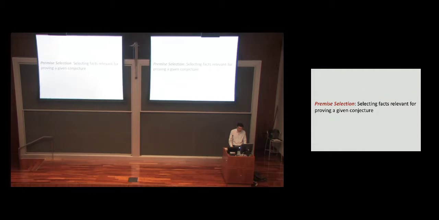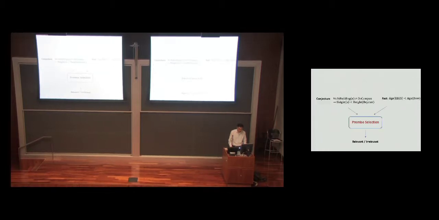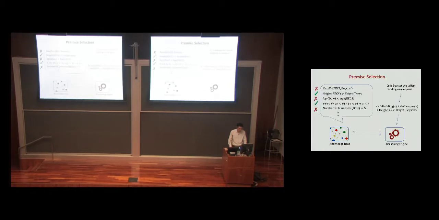That is premise selection. Here the task is to select facts relevant for proving a given conjecture. A very simplistic setting is that you take a conjecture and a fact, two inputs, and you try to make a binary decision whether this fact is relevant for proving this conjecture or not. For example, we can apply premise selection to the knowledge base we have and decide that out of these five facts, only two of them are relevant, right? So the relative height between two buildings is relevant, and the transitive rule of comparison is relevant.